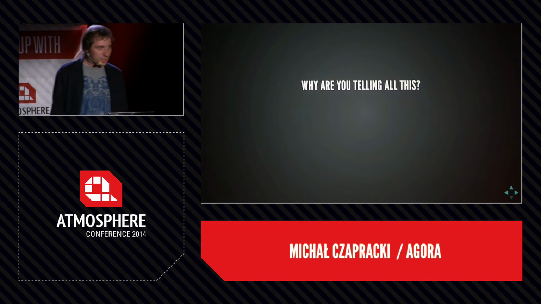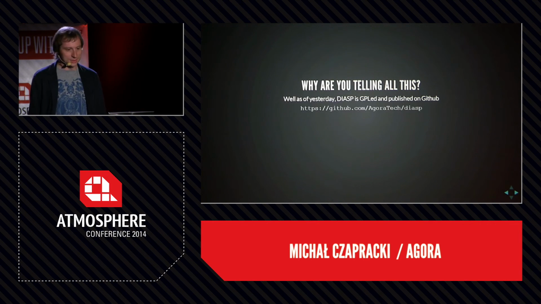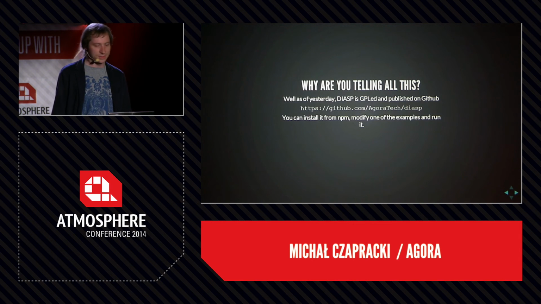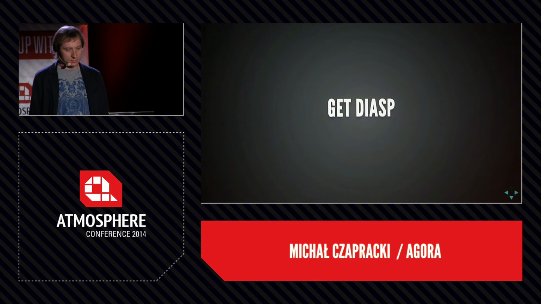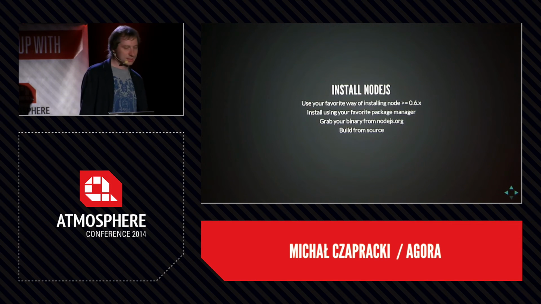And why am I telling you this? Because yesterday I just put DIASP on GitHub. So this is the address, and you can install it from npm, modify it, check out one of the examples, run it, and see whether it fits your needs. And how to do it? Well, you have to have Node.js 0.6 at least. I tested it with 0.6, 0.8, and 0.10.